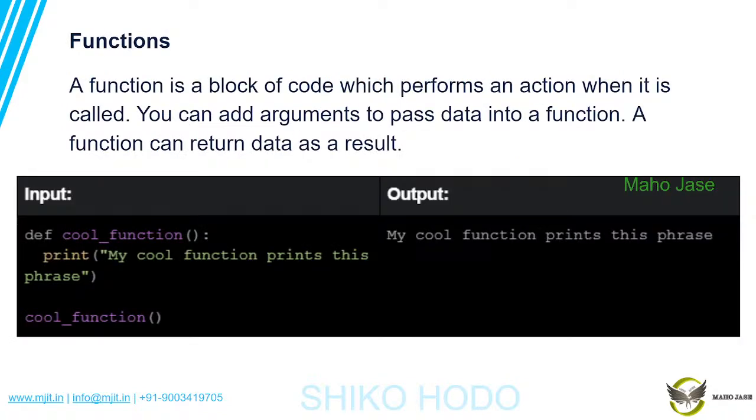Functions. So the first one was data types, and the second one was variables, and now the third one is a function. I will explain what a function is. A function is a block of code that performs an action when it is called.